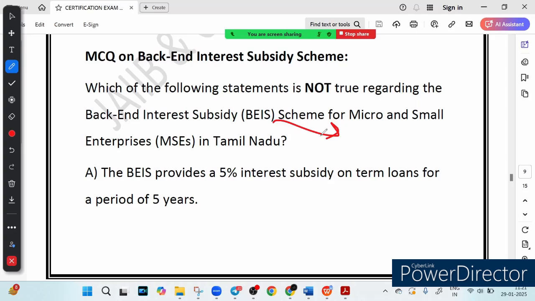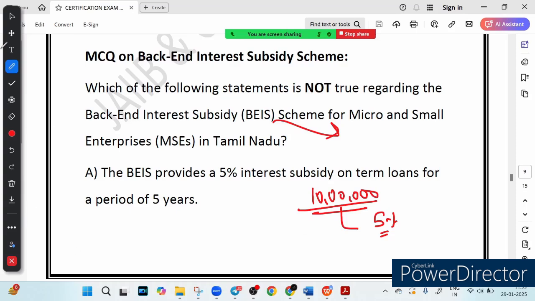Let me give you an example. Let's say a small business takes a loan of 10 lakh. Right, 10 lakh business loan is taken by a small business. So if they qualify for the subsidy, they will only pay 5% less in interest for the next 5 years. So again I am repeating that BEIS scheme offers 5% interest subsidy on term loan, which means business will only need to pay 5% less interest on loan for a period of 5 years. Right. Let's see the option number B.